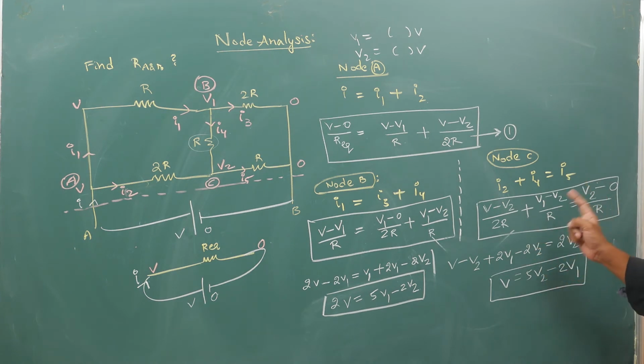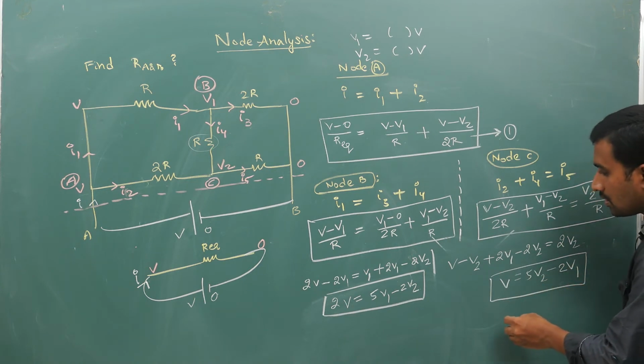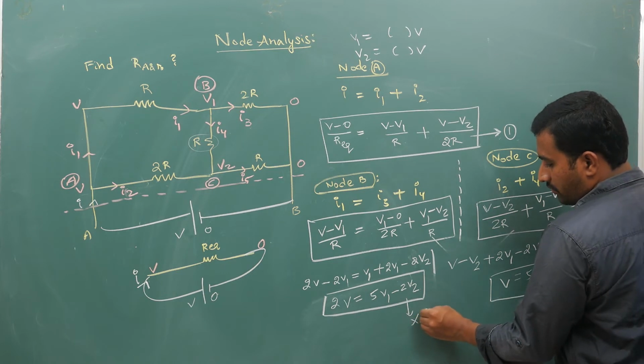Here also I will check. V minus V2 plus 2V1 minus 2V2 is equal to 2V2. No issues. Now we will simplify. So we will multiply that with 2, and this with 5.